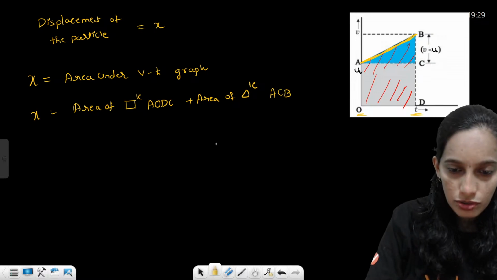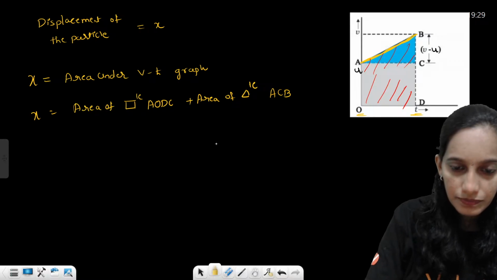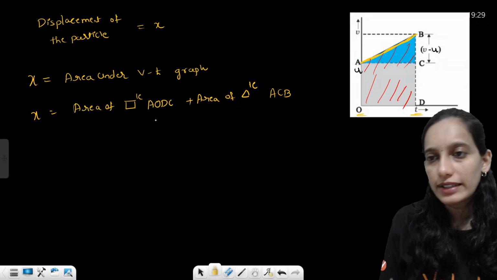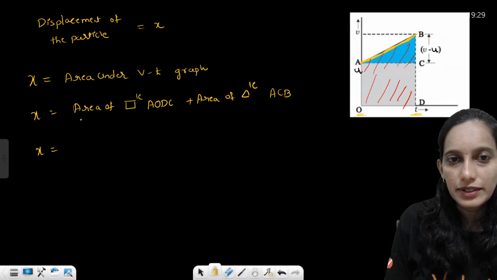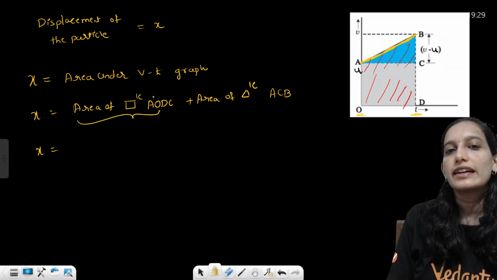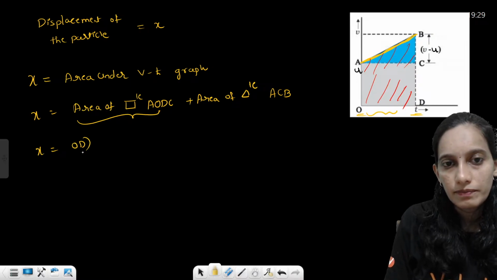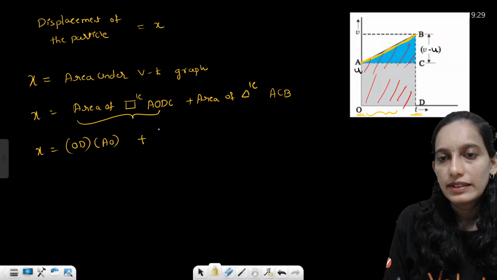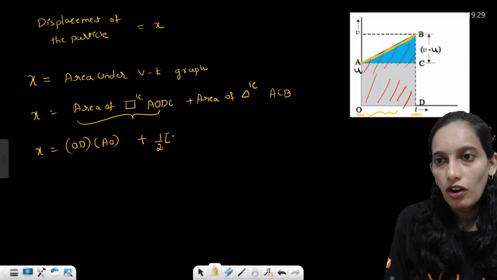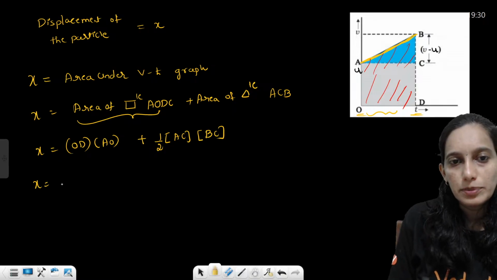Can someone respond to me in the chat box if you are following? So displacement can be written as area of the rectangle plus area of the triangle. So displacement x is equal to area of the rectangle, that is length into breadth, so OD into AO, plus area of the triangle, which is half into base, here AC, into height, here BC. Now let's substitute.